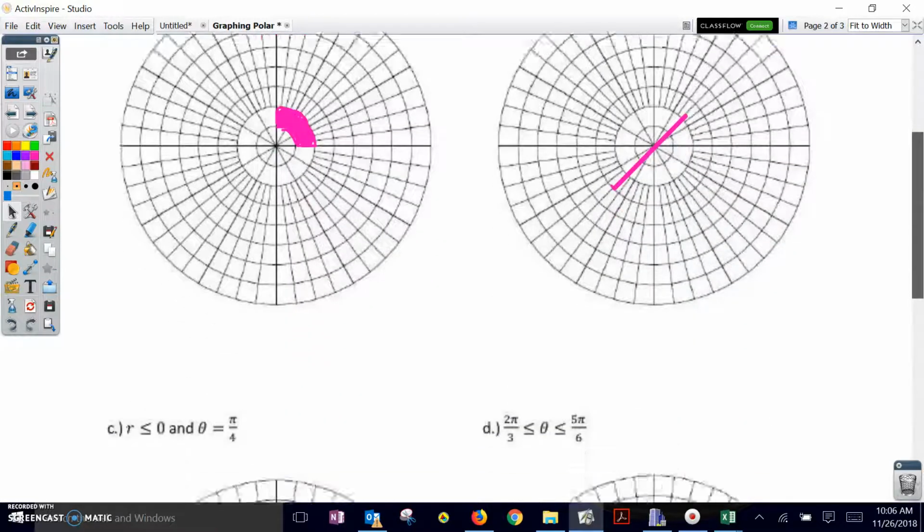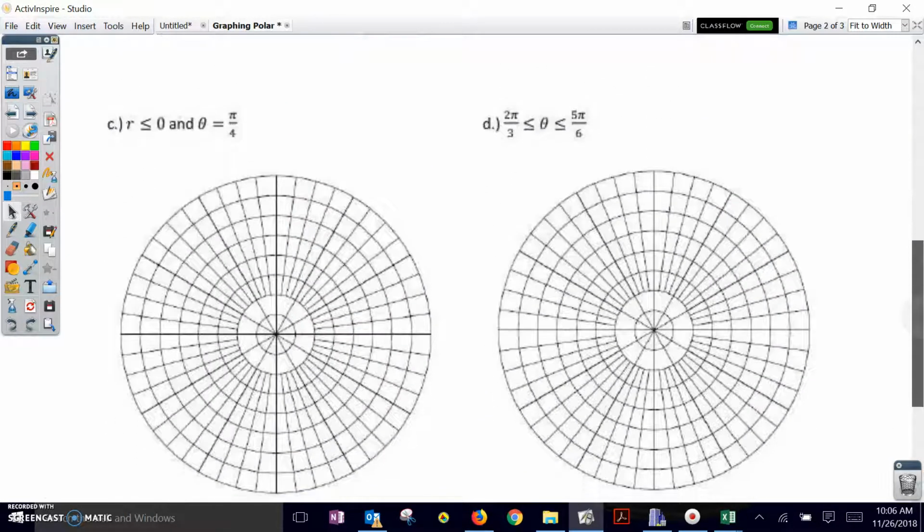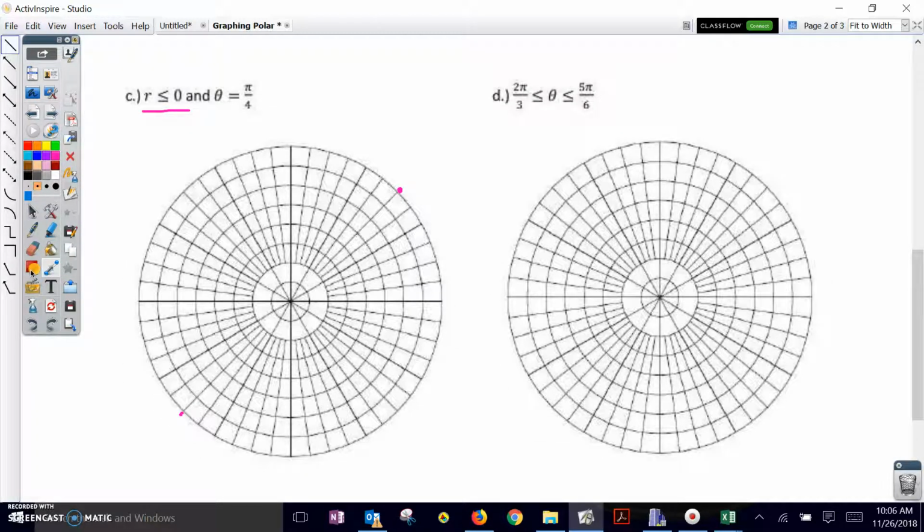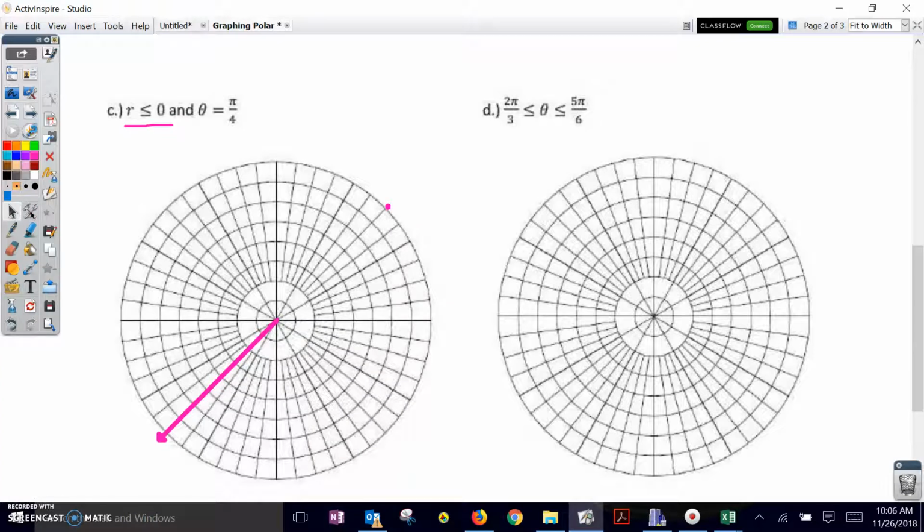Alright, continuing on to part C. The radius is less than or equal to 0, and theta is equal to pi over 4. Again, that puts us on the pi over 4 line, which runs from here to here. And now we want the radius value to be less than or equal to 0. And so this is going to be a ray, starting with a radius of 0 and going out indefinitely from there. That's what the graph of that one looks like.